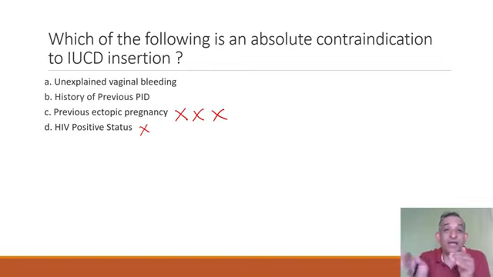So that's why a previous ectopic pregnancy is not a contraindication for giving an IUCD if she wants it now. Yes, I know there's a controversy in this. Many people have been telling you a different answer.